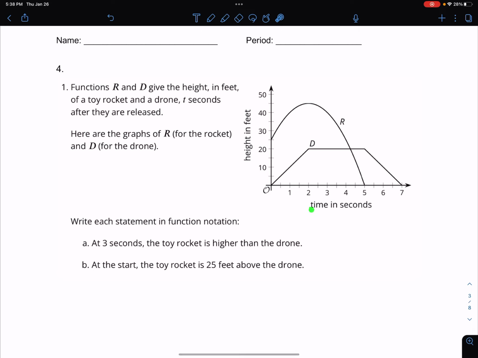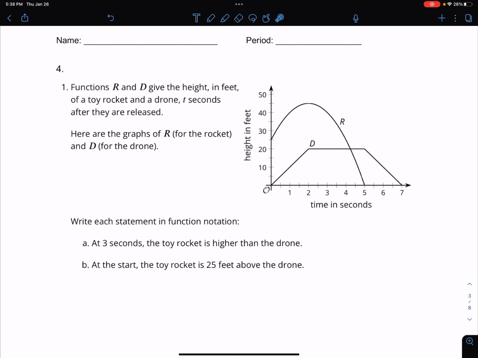The first thing I look at, I want to see how my axes are labeled. It's so important to know what your axis is. So here's my time in seconds on my horizontal axis. And on my vertical axis, I've got my height in feet. So these are my inputs. I can plug in how many seconds have passed, and my output will be the height.